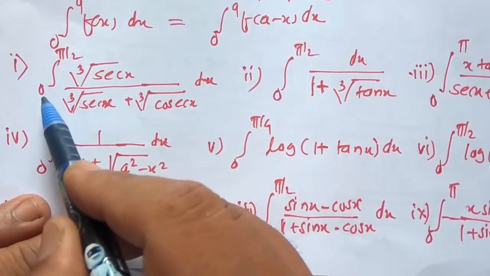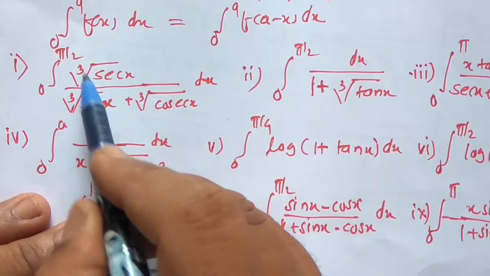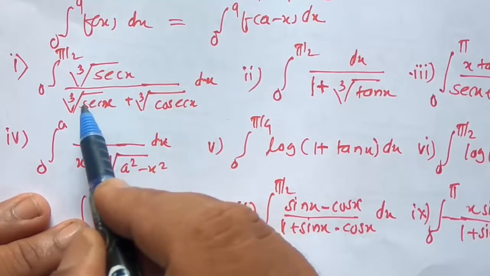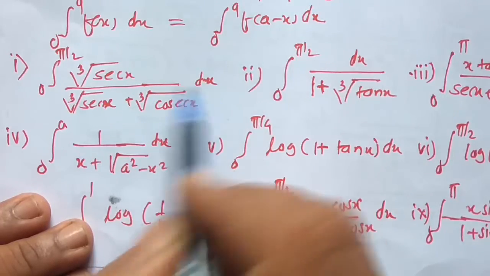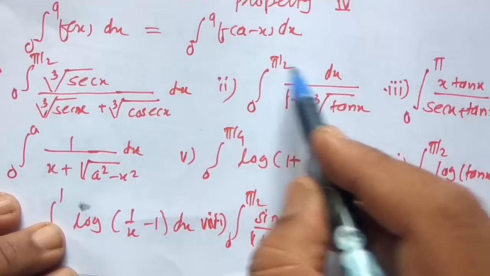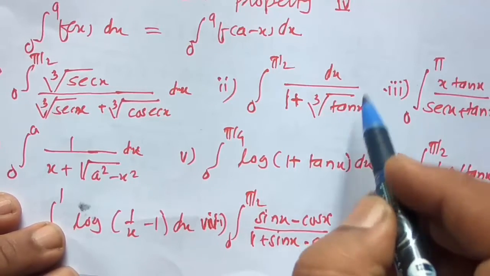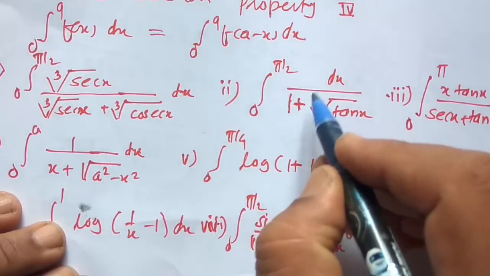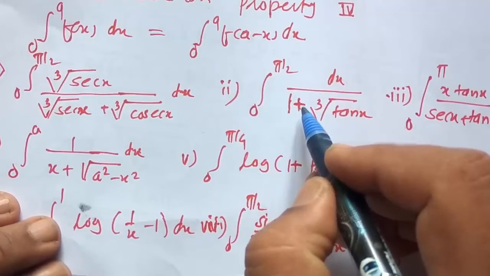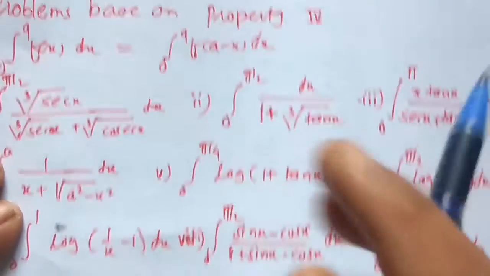Now, if you observe, number 1 is the integral from 0 to pi by 2 of cube root of sec x upon cube root of sec x plus cube root of cosec x dx. Number 2 is the integral from 0 to pi by 2 of dx upon 1 plus cube root of tan x. These both examples are similar. I will solve the second example. The first example can be solved by you if you understand this example.